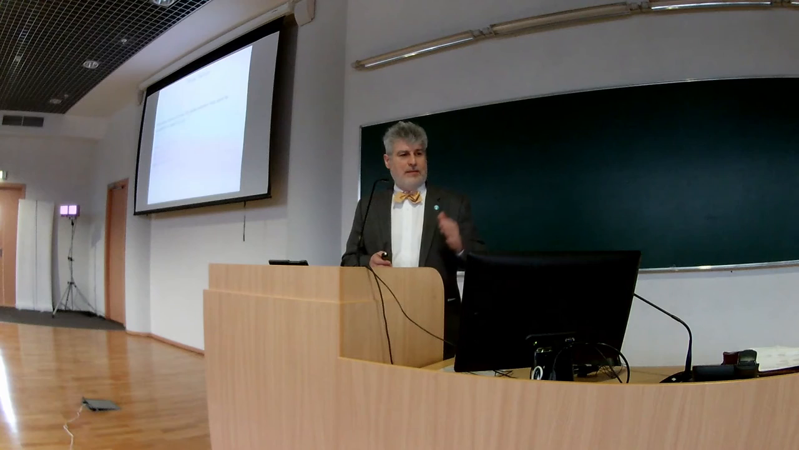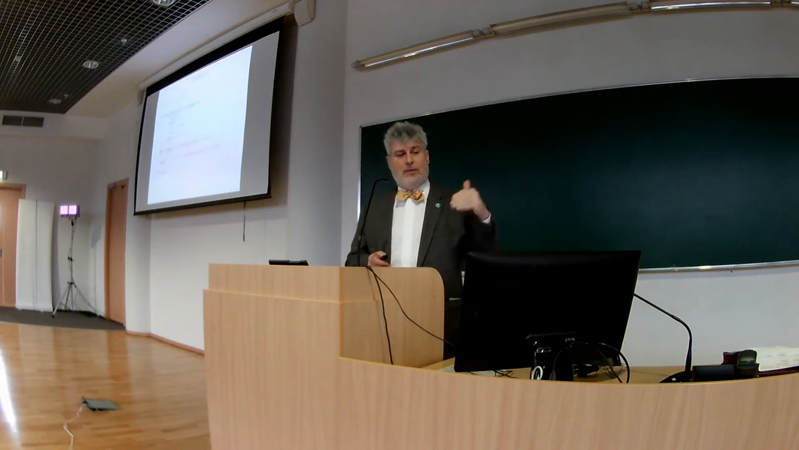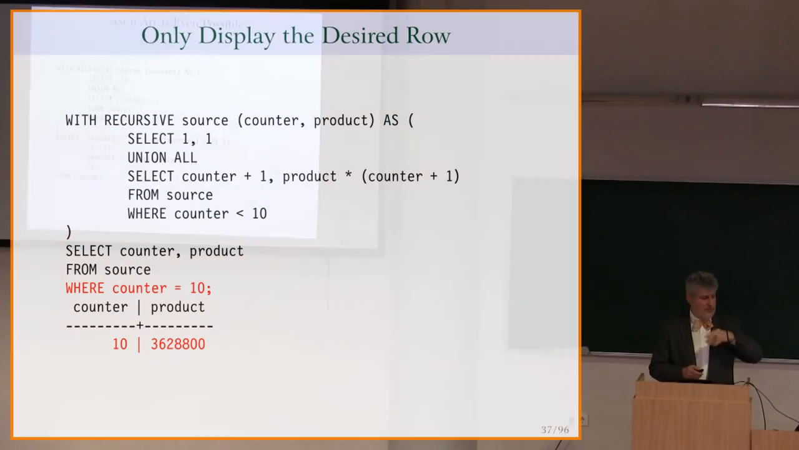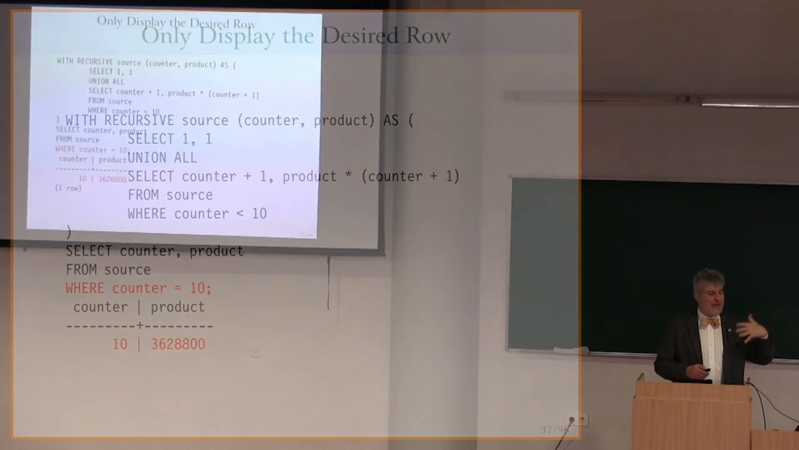Okay, so let me rephrase the question so I think I can understand it. So you're basically saying that when you're inside the common table expression, you only see one row at a time. I'm going to have to back up to show you the answer.